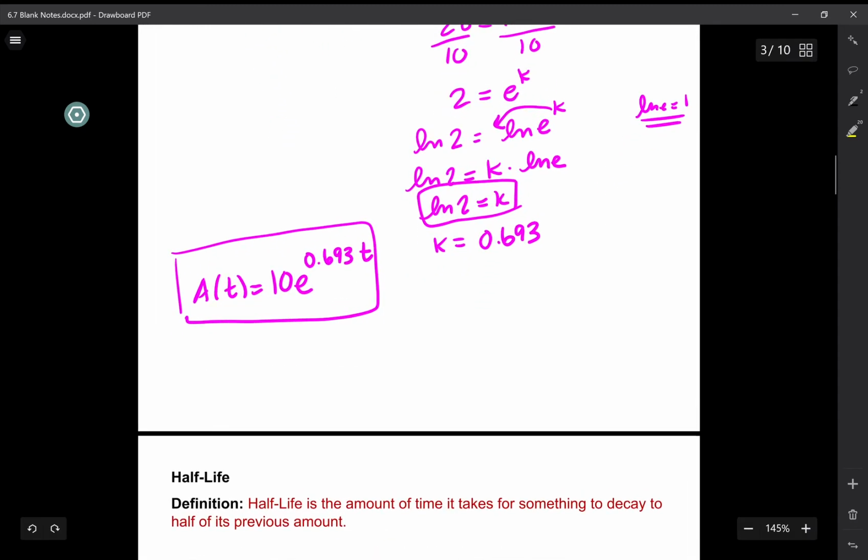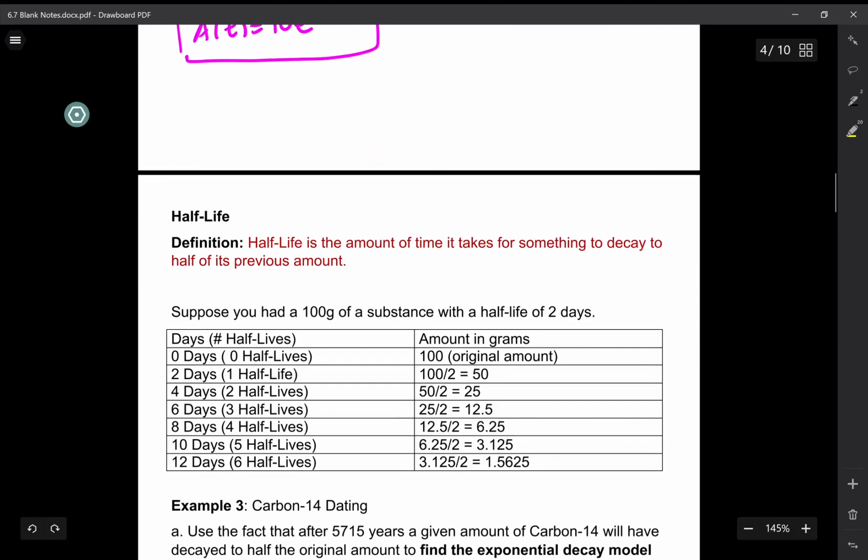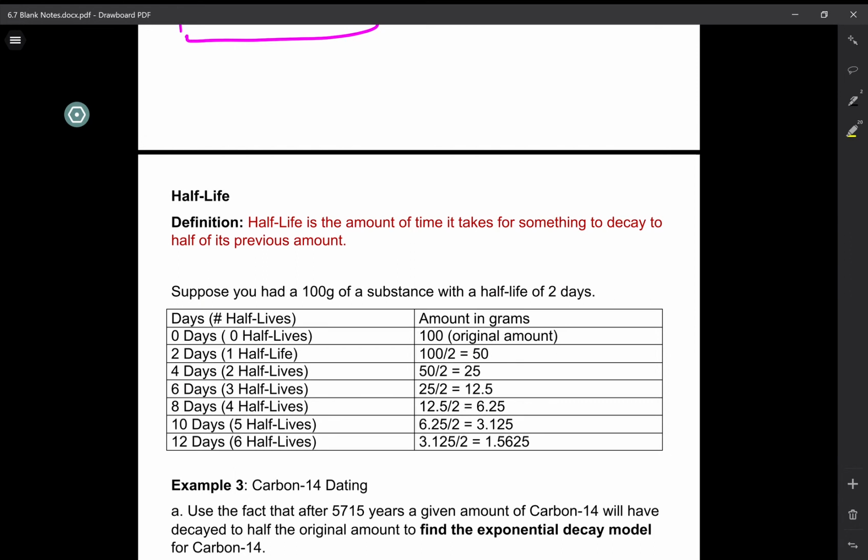Let's talk about half-life, or exponential decay. Half-life is the amount of time it takes for something to decay to half its previous amount. So let's say we started with 100 grams of a substance that has a half-life of 2 days. At 0 days, we'd be at 100. 2 days later, we'd be at 50. 2 days after that, so 4 days after originally, would be half of 50, which is 25. You see how this goes on, 12 and a half, et cetera.